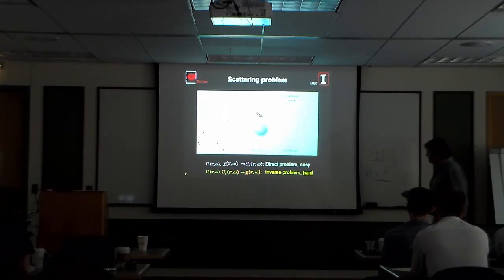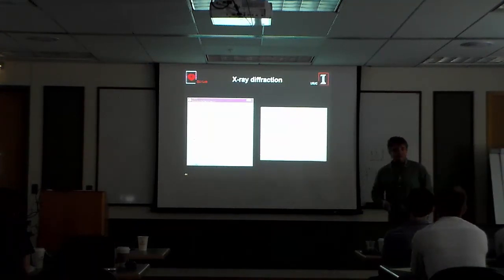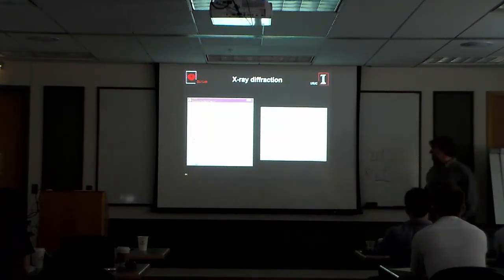But the problem is now inverting that and obtaining the 3D structure. So that's a much harder problem. This is the exact problem that has been solved in X-ray crystallography for a long, long time. And this is an incomplete list of Nobel Prizes that stem from solving the inverse scattering problem in X-rays.